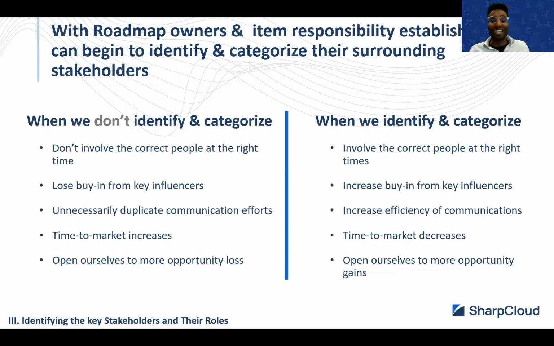What we want to do is categorize them as well. So when we don't identify and categorize our stakeholders, right, very simple, right? We just don't have the correct people at the right time. We lose buy-in, right? And we just open ourselves to more opportunity loss. Versus when we do identify and categorize our stakeholders, and again, our stakeholders that surround our roadmap responsibles and our owners, right? We start to understand who we need to involve at the right time. We can increase buy-in from those key influencers, and again, just open ourselves up to more opportunity gain.